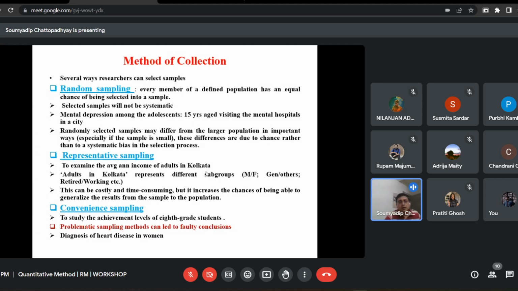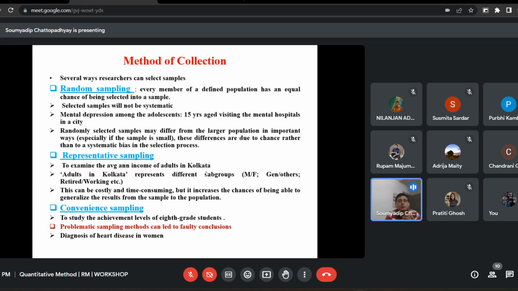Okay. The third sampling frame which we researchers generally use is known as the method of convenience sampling. Again, if we consider the case where you are interested in studying the achievement level of 8th grade students, then as a researcher you may decide to survey 200 students from, say, 2-3 schools which are nearby to your residence or maybe to your district or something like that. Okay, so this is known as convenience sampling.